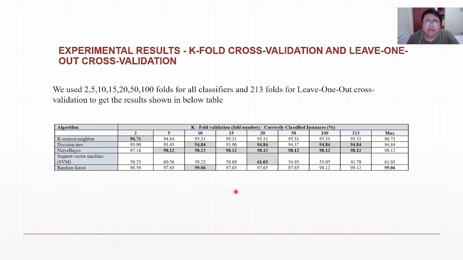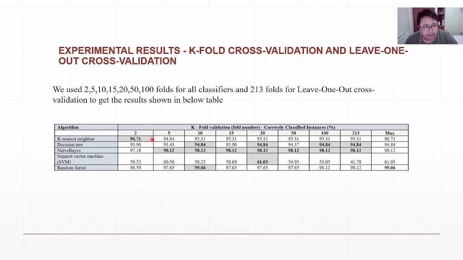If we use k-fold cross-validation technique or leave one out cross-validation technique, we get this table. We used 2, 5, 10, 15, 20, 50 and 100 folds for all the classifiers and 213 folds for the leave one out cross validation technique to get the result. So if you can see that if we use two-fold cross validation technique, we get this result here.